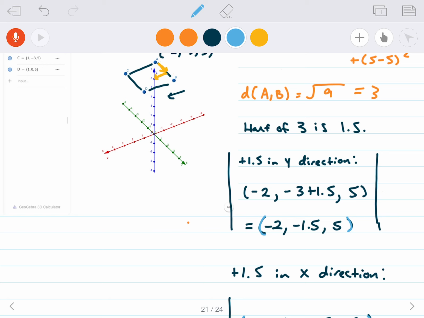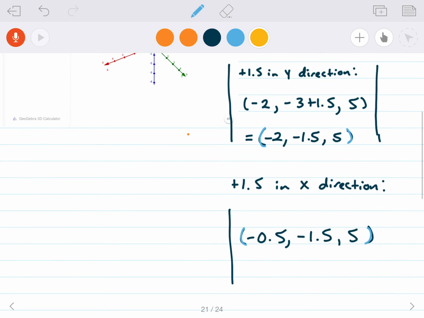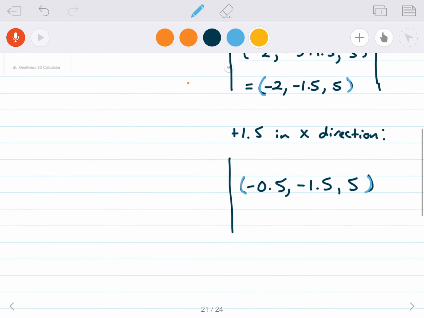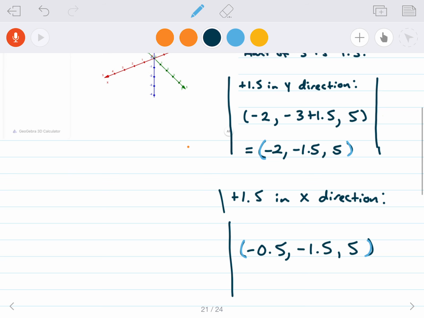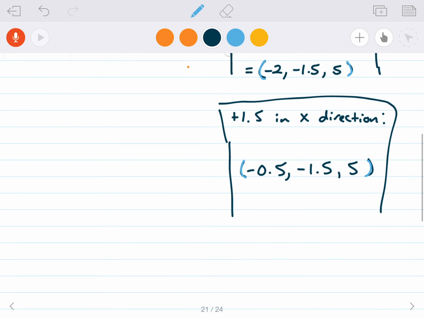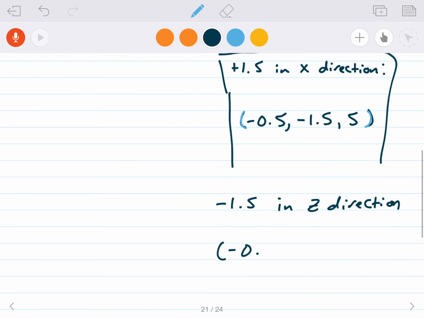Okay, and finally, I want to travel down, because this is the top of the cube. So I want to travel down 1.5 units to get to the center. And so that corresponds to subtraction, since I'm going down along the z-axis. Okay, so this was step 2. And then finally, step 3, I want to do minus 1.5 in the z direction. So everything's going to be the same except 5 minus 1.5 is going to give us 3.5. And this is our answer.